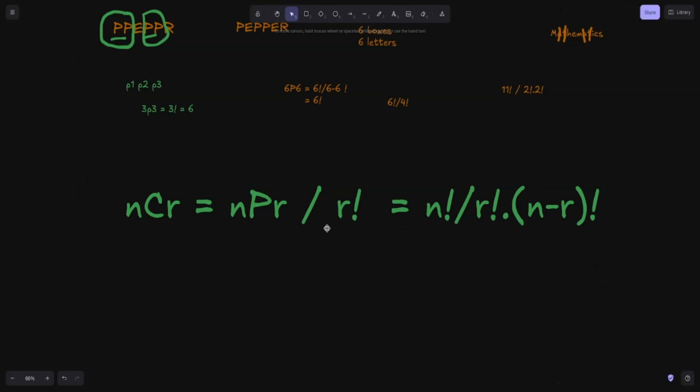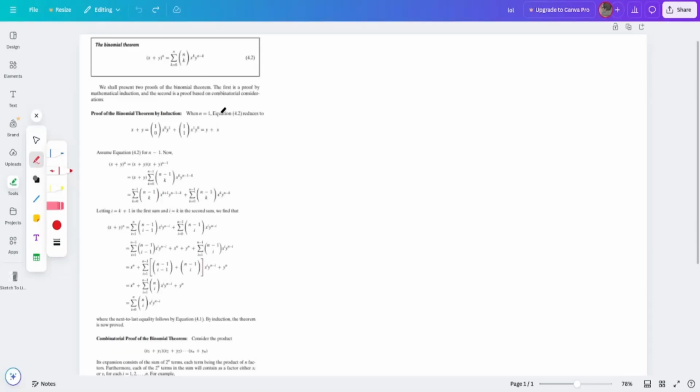Now we'll learn about something very important, that is called the binomial theorem. So the binomial theorem states this. I will now share something and teach. So the binomial theorem is this: (x plus y) to the power n is equal to the summation of k from 0 to n of nCk x^k y^(n minus k).